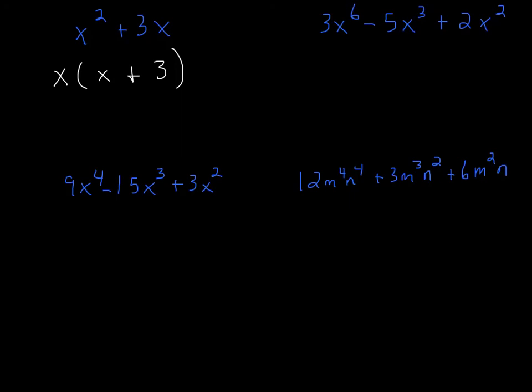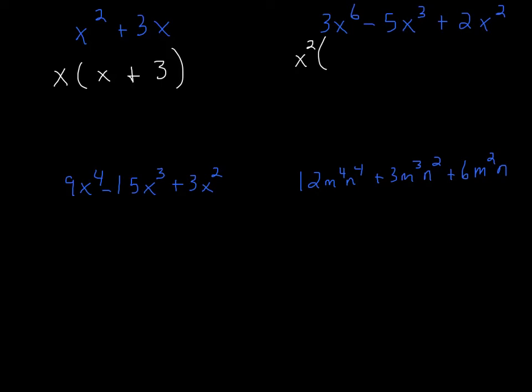Next one over here on the right, top right. If you look at 3, negative 5, and 2, there's no numbers that are common to all those. It would just be a 1, right? So that doesn't really change anything, so we're not going to worry about that. Let's just look then at the variables. We have x to the 6th, x to the 3rd, and x squared. The only thing it can have in common is the least number, so x squared, because this one can't have 6 x's, and this can't have 3 x's either. So what we're going to pull out is just an x squared.